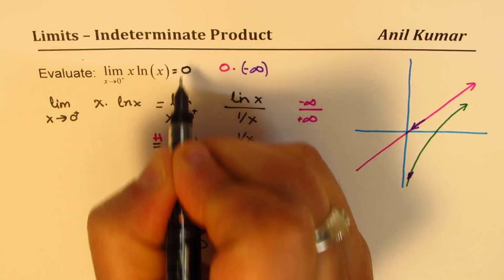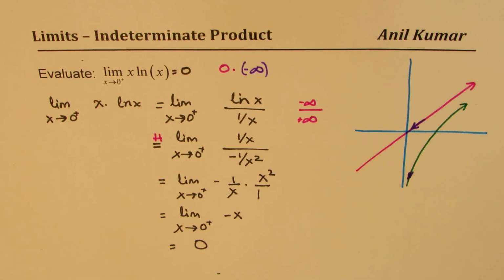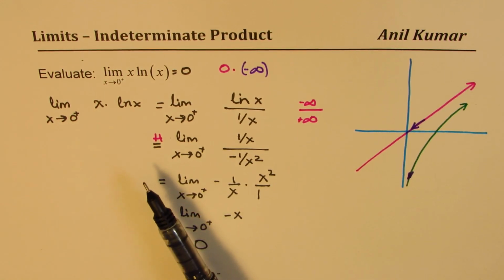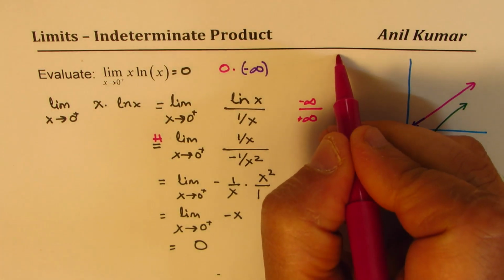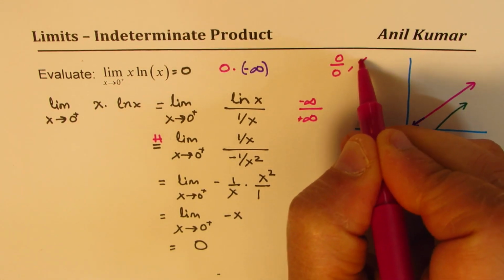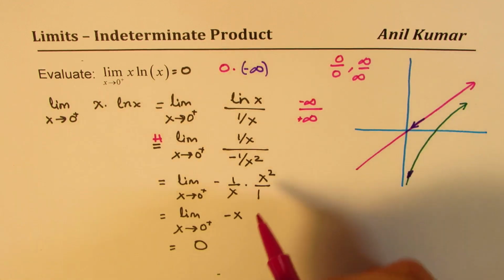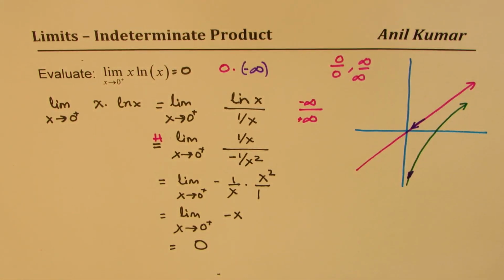Is that clear to you? Before applying L'Hopital's rule, we should try to write in a form so that we get 0 over 0 or infinity over infinity, and then we will really get the answer. I hope that helps.